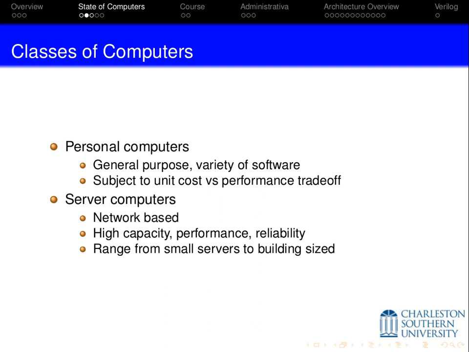There are different classes of computers, and that's important to keep in your mind, because your architecture will need to reflect the class of computers. So there's three big ones. The first two: personal computers, those are the ones standing in front of you, my laptop. Server machines, which are more network-based, with high capacity, performance, and reliability. I put some bullet points here, but what are some big differences between a personal computer and a server machine that you can think of?